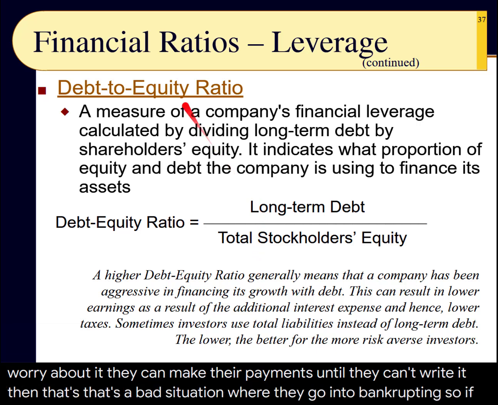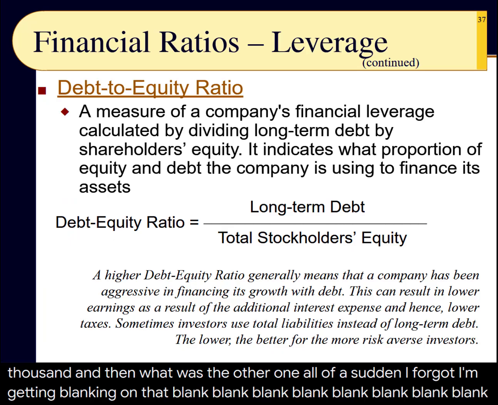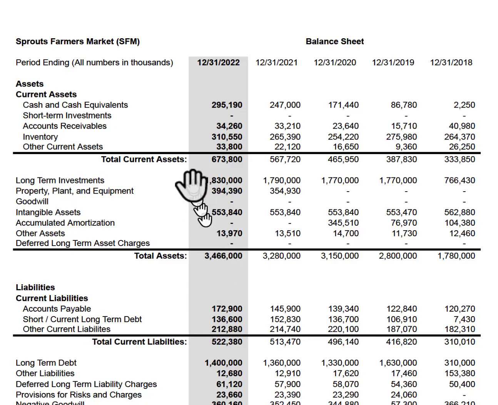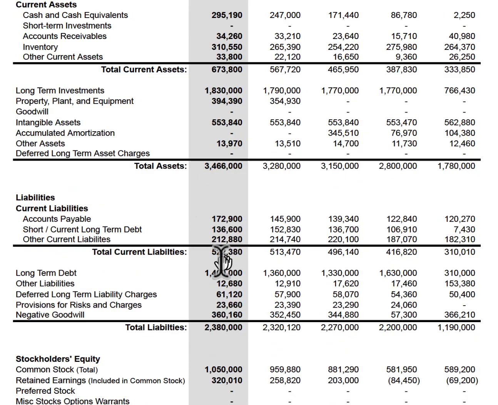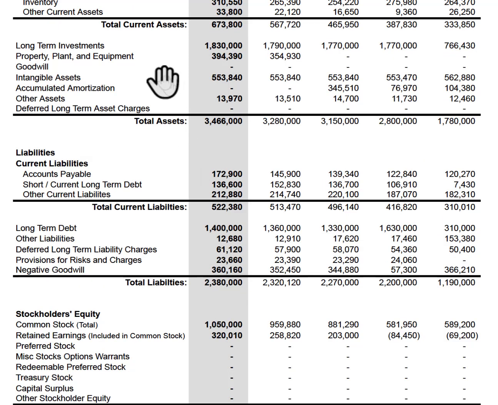So if we go back to the balance sheet very quickly, we've got our long-term debt of $1,400,000, and then what was the other one? All of a sudden I forgot. Yes, the total stockholders' equity. Duh. And so we go down to the bottom and get total stockholders' equity of 1,050,000. And what do we get here? Total debt to equity ratio 133%.